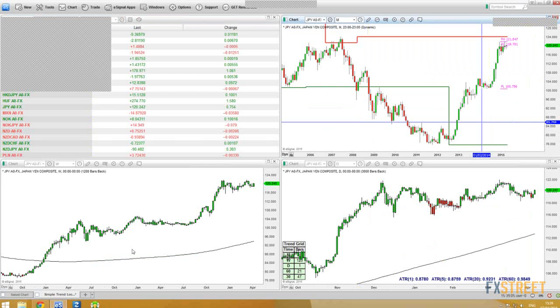Right, weekly, we're trading above the weekly 200 moving average. We've got the green trend filter. Daily, we're trading above the daily 200 moving average, and we have the green trend filter. Guys, look at current price action since November.